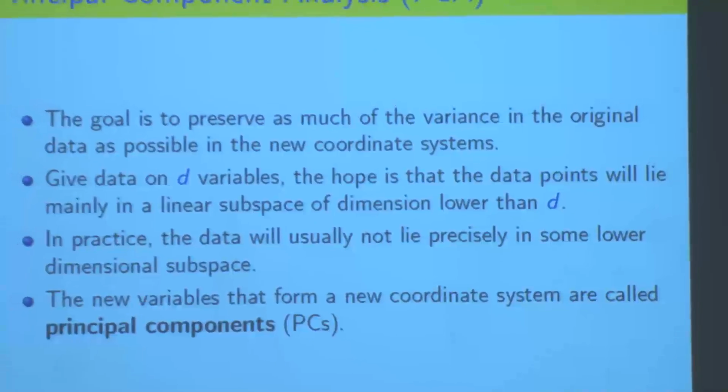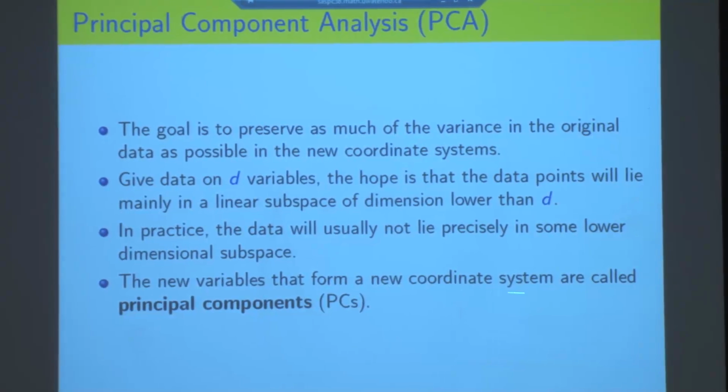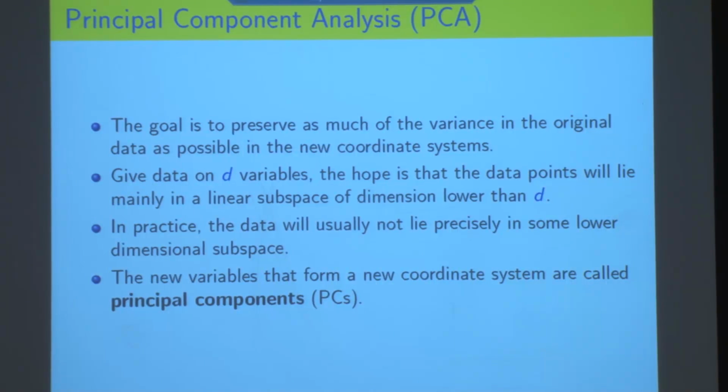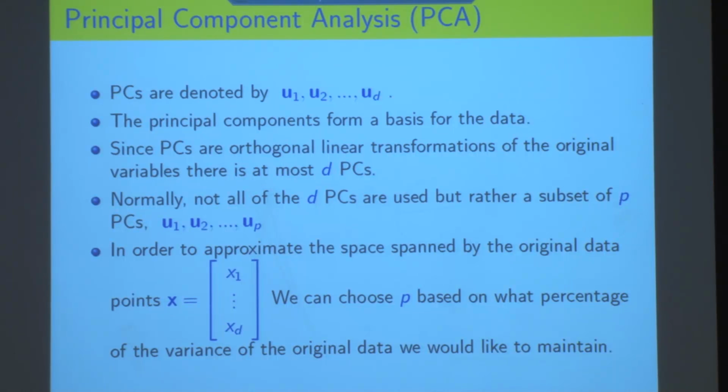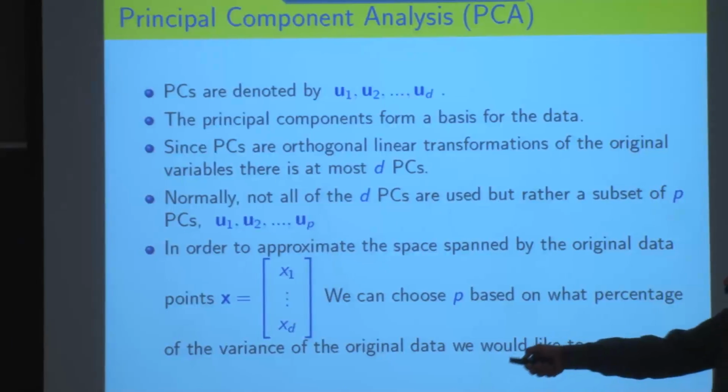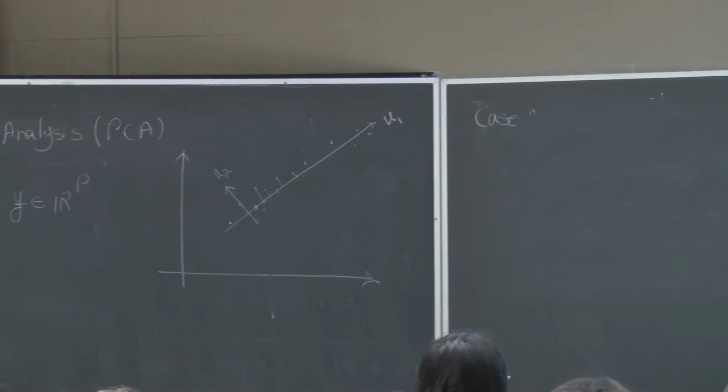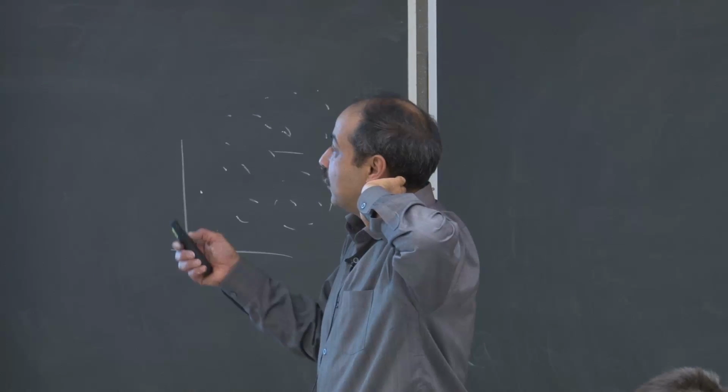Okay. So these new variables, or these new directions, are called principal components, and the technique is called principal component analysis. We usually denote principal components by U1, U2, up to UD. So there are D principal components for D-dimensional data points. Here I had 2-dimensional data, and I have 2 principal components. In general, if I have D-dimensional data, I have D principal components, and we show them by U1 to UD.